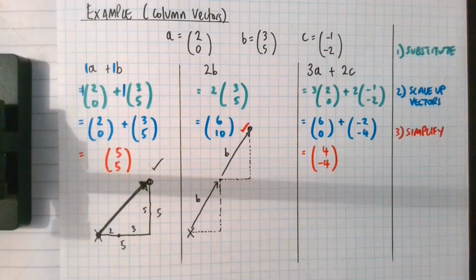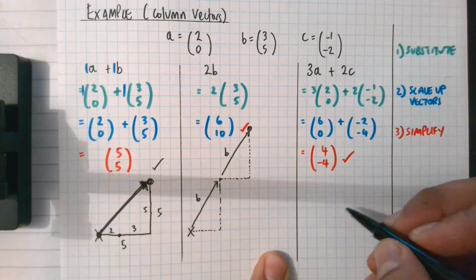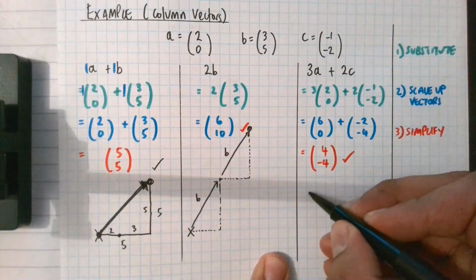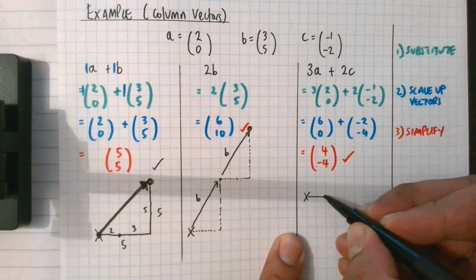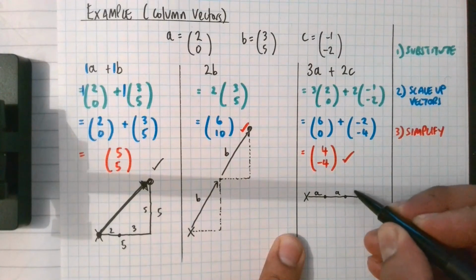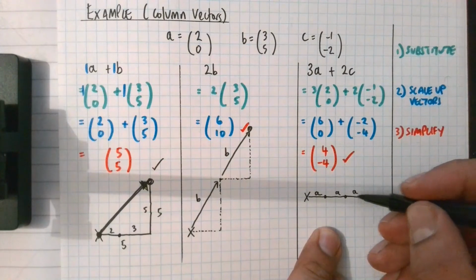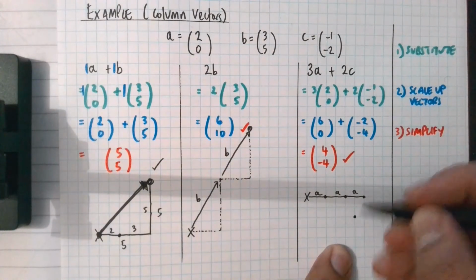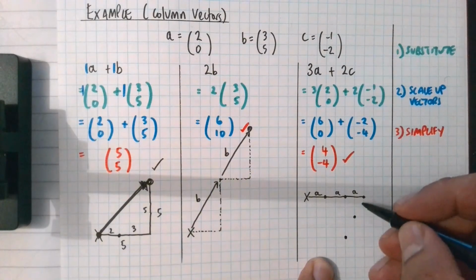Now if we look at this visually, this is an interesting one to visualize. We start there, and we're going to go with 3 vector A's. One vector A is 2 across, another vector A is 2 across, and another is 2 across, which ends up being 6 across only, which is what we got in the blue step. Then we need to add on 2 vector C's. So we're going to go -1 across, -2 down, -1, -2.